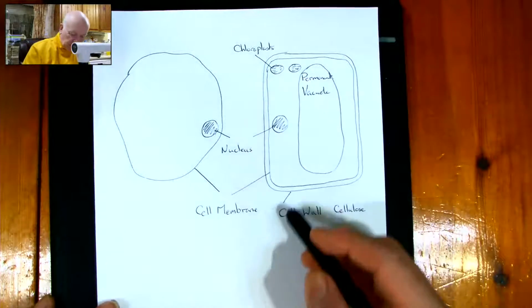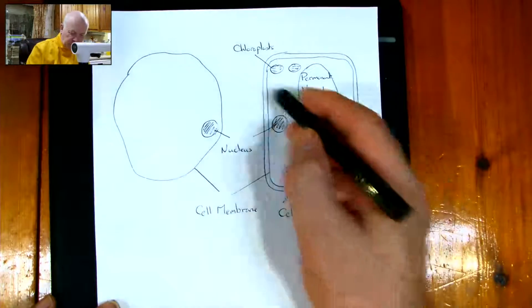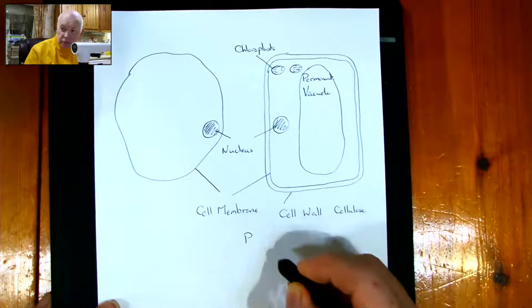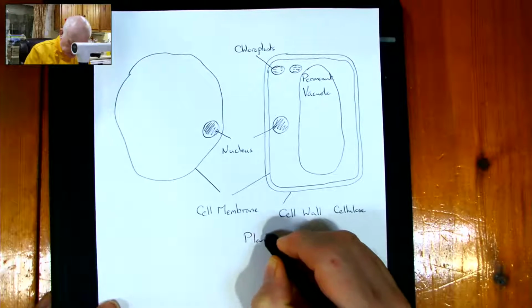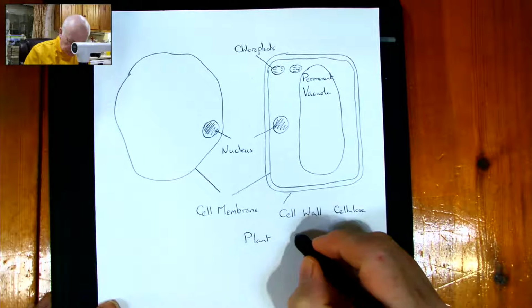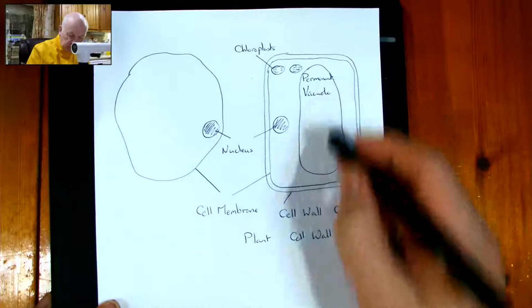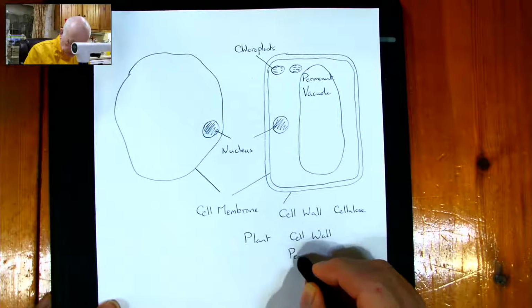So these are basic differences between plant and animal cells. We can say that our plant cell has, as a difference, a cell wall. It's got this permanent vacuole.